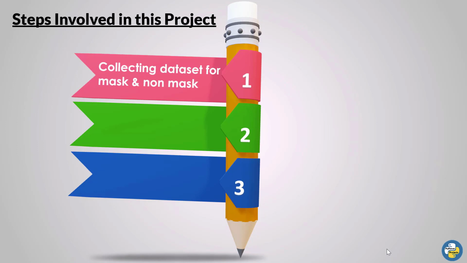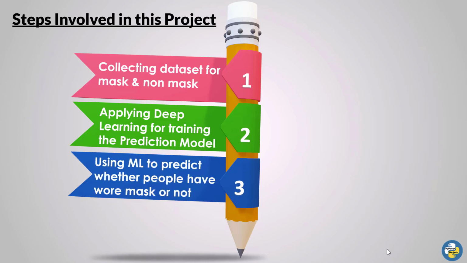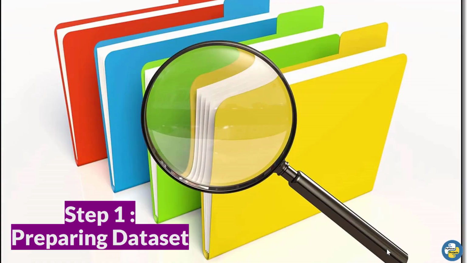As you know, for deep learning or machine learning tasks, the core part is the dataset. Everything depends upon the dataset. In the first step, we are going to collect the dataset, that is the images for mask and non-mask. In the second step, we are going to apply deep learning for training our prediction model. And finally, we are going to predict whether a person's face has a mask on or not. So let's see step 1, preparing the dataset.